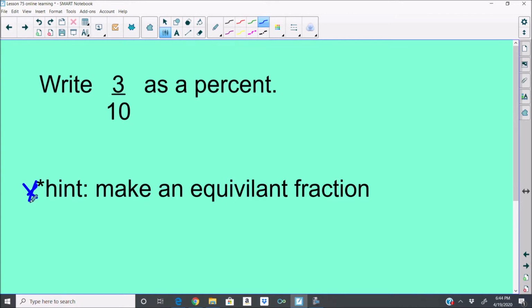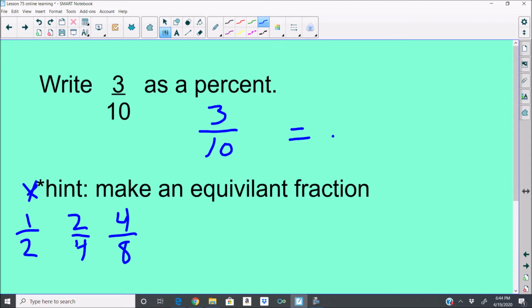Remember what an equivalent fraction is. That is a fraction that has the same value. Let's just look, for example, 1/2 and 2/4 are equivalent fractions. 4/8, these are all equivalent fractions. It's the same value, right? They're all 1/2, but they can have different denominators and different numbers. So what do we need to do to 3/10 to get a fraction that has 100 as the denominator?